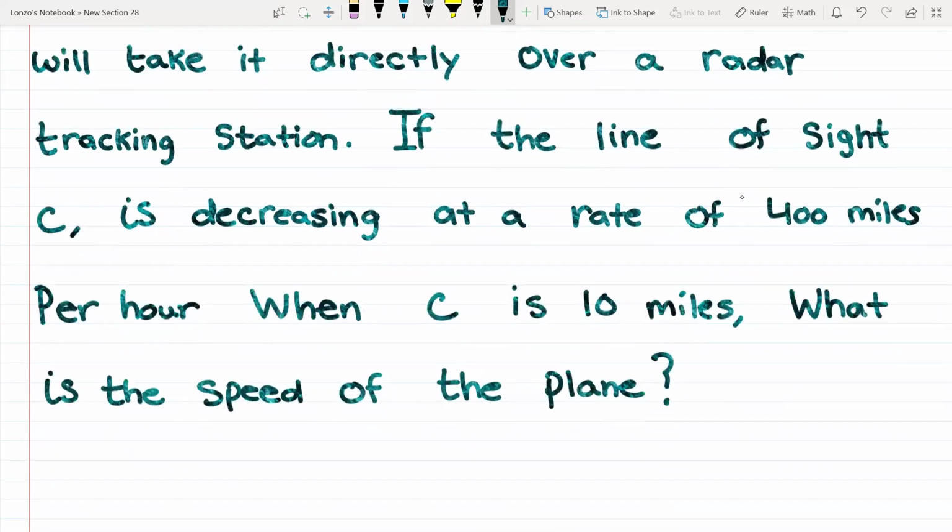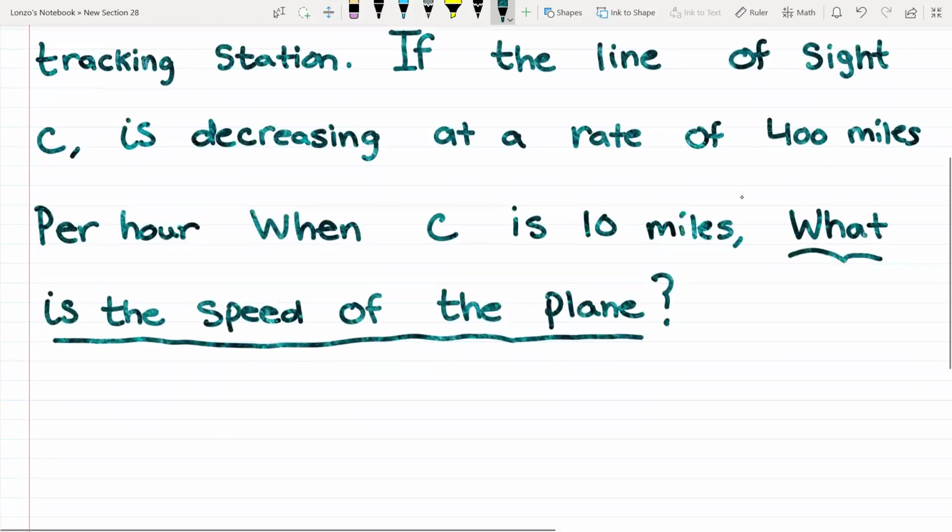So the last statement says, what is the speed of the plane? What do you think that is? Is that a length or a speed? It is a speed, right? And what do we know about speed? It's usually the first derivative. So speed is a first derivative, so we have to find the speed of the plane. So I think we're going to have to find dp/dt.